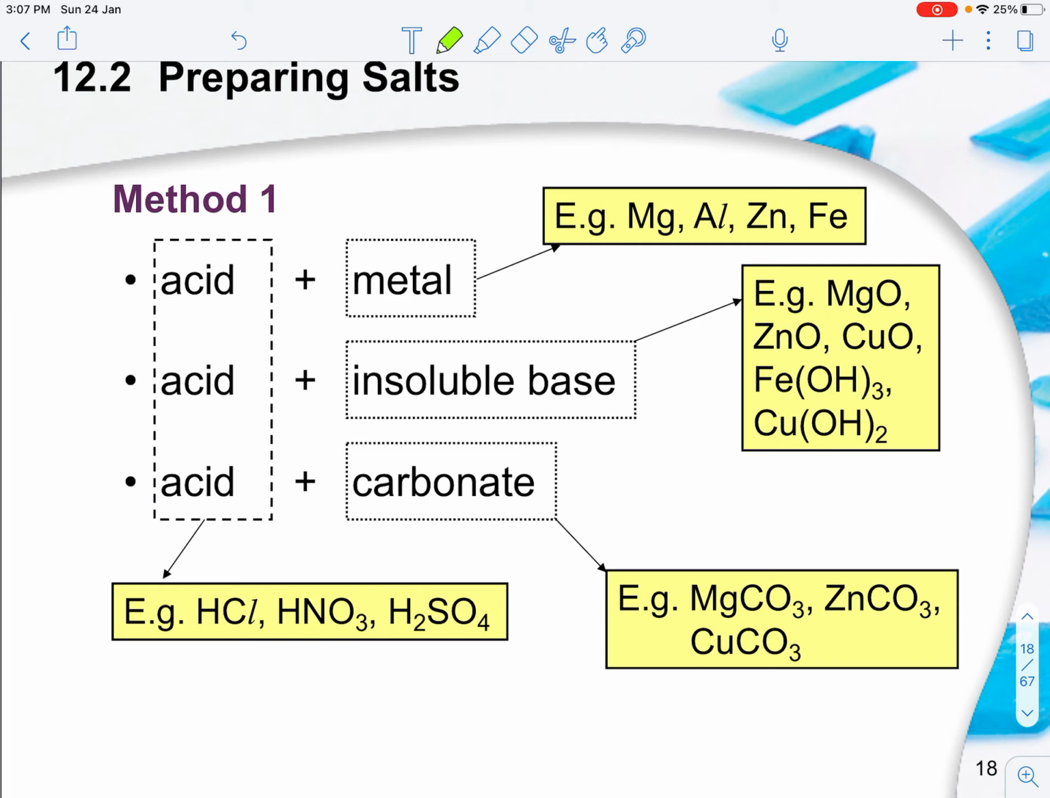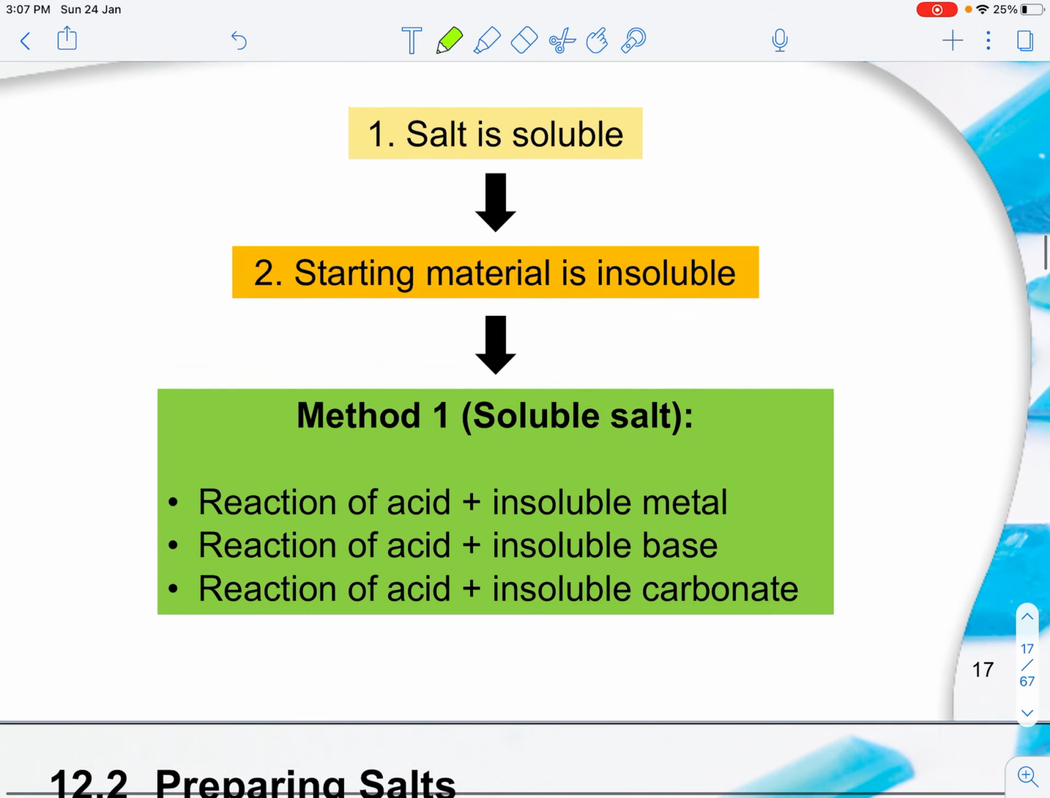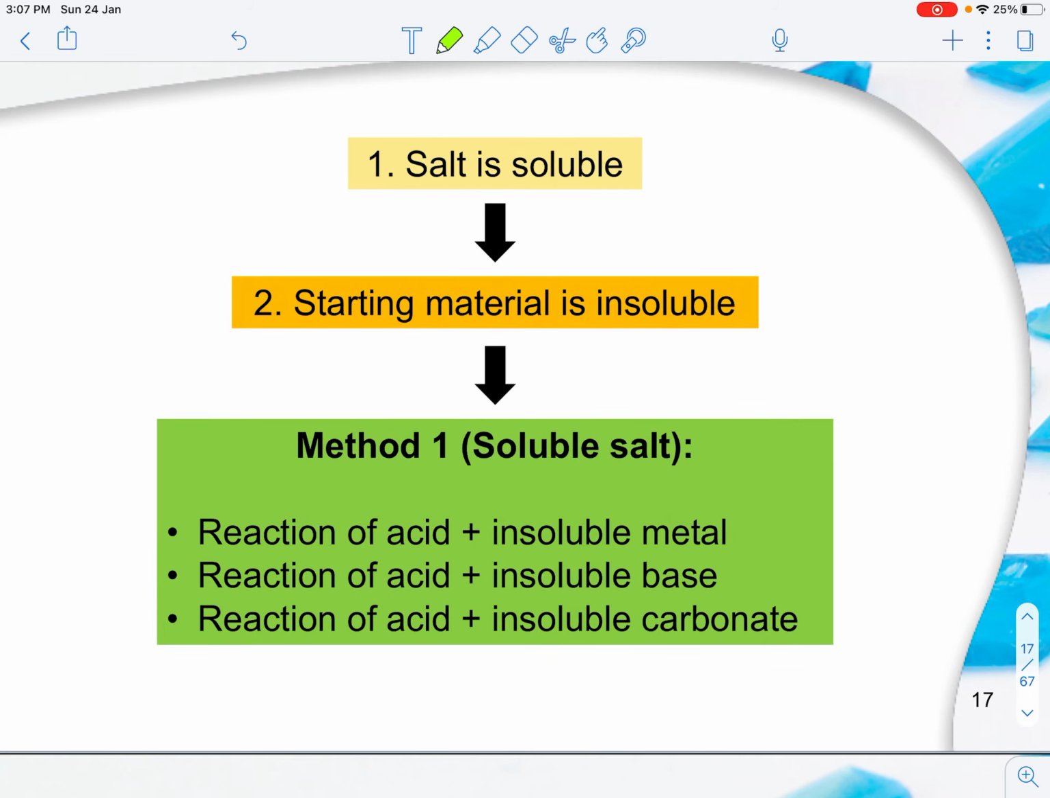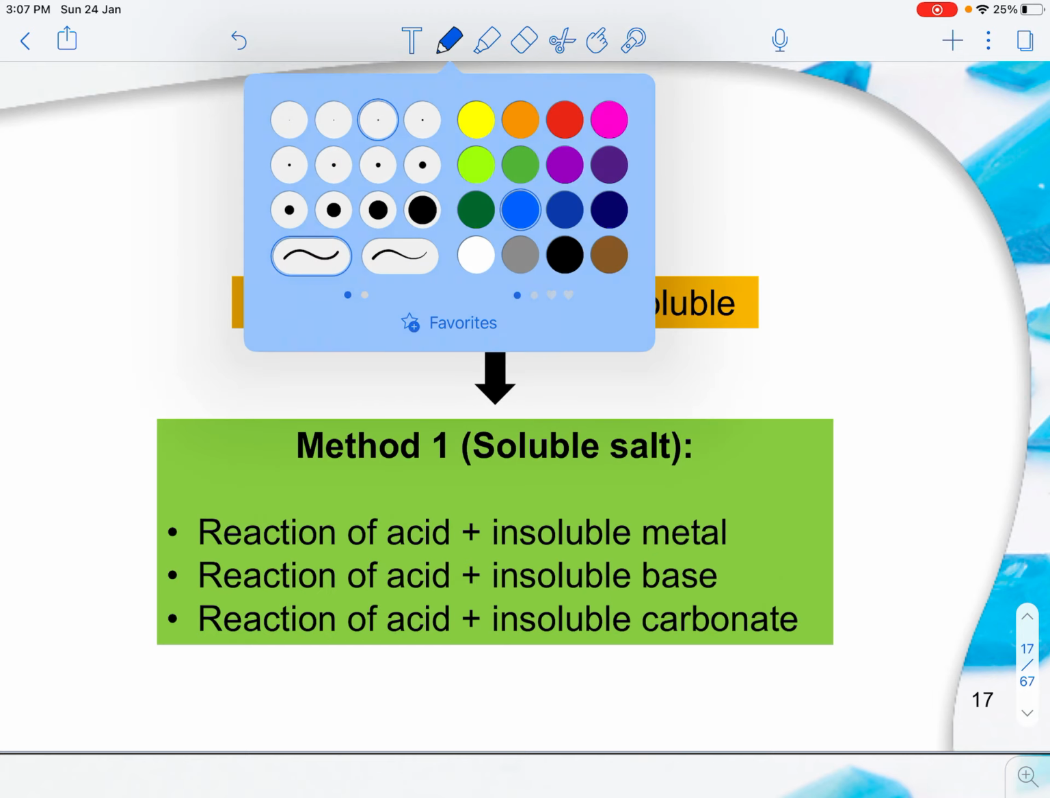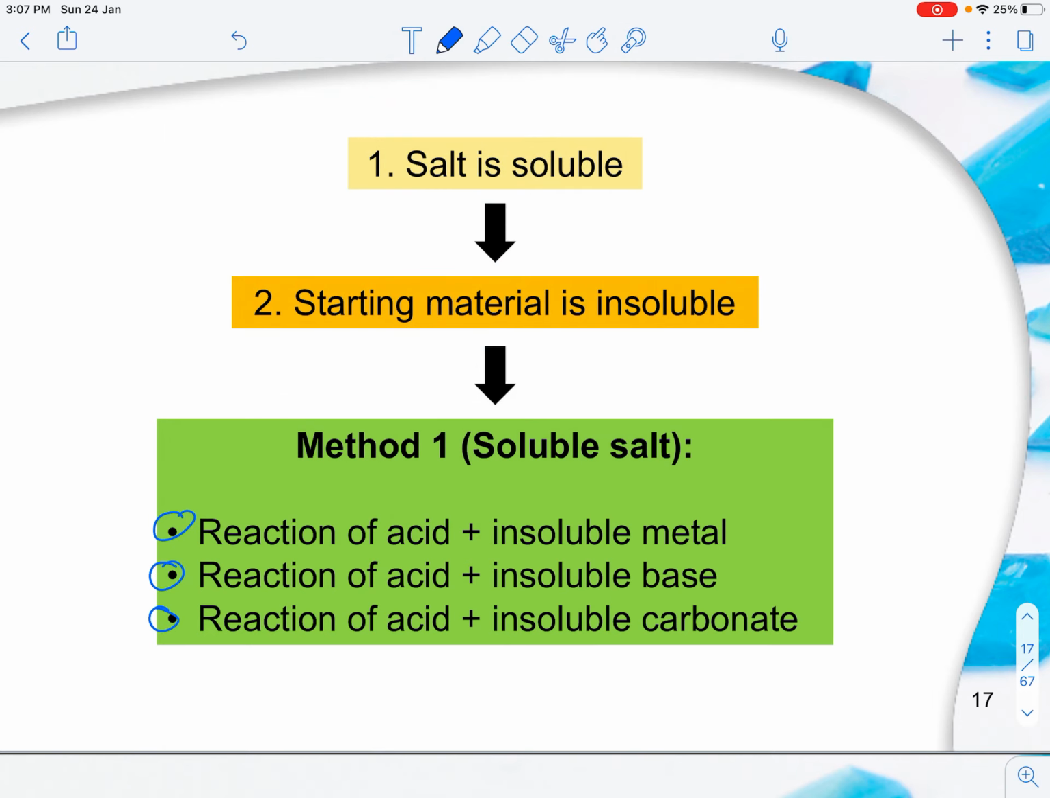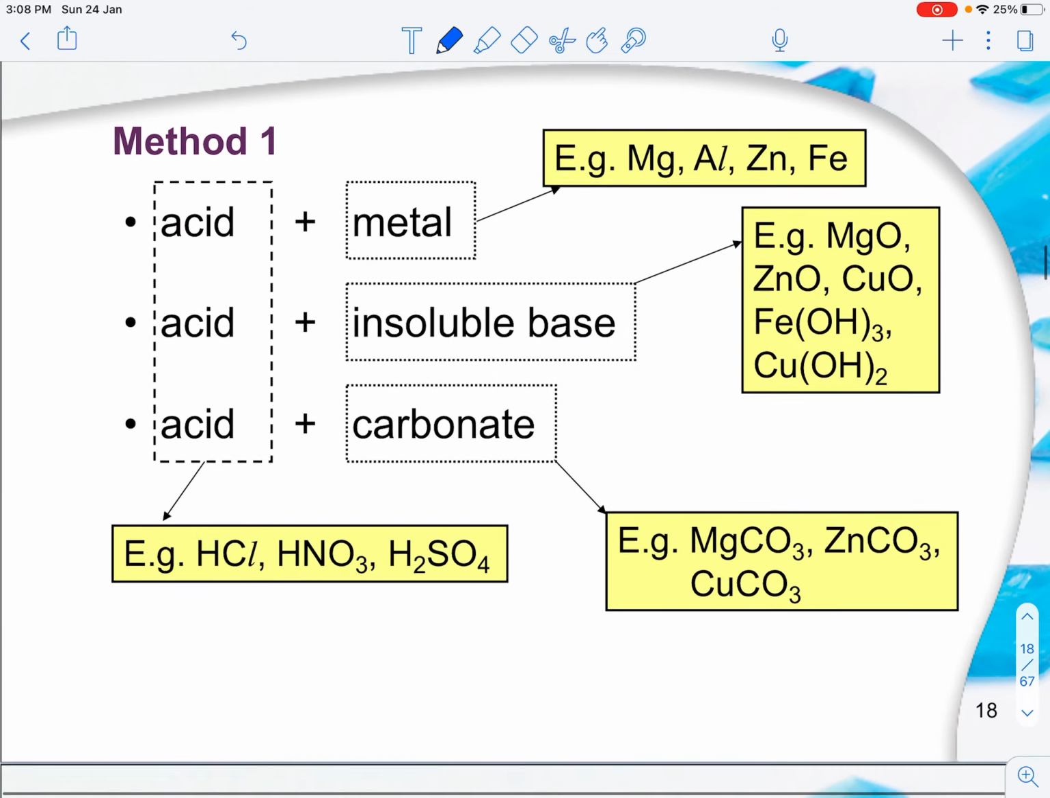When we look at method 1, in this case crystallization, it is already established that number 1, the salt is soluble. Number 2, the starting material, which is one of the reactants, must be insoluble. For these three reactions, we fall back on the acid and alkali chapter, where the three word equations show what the acid can actually do.